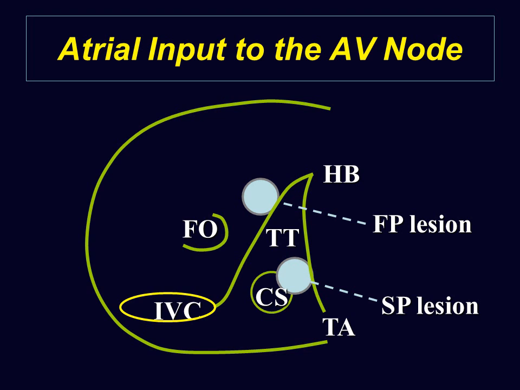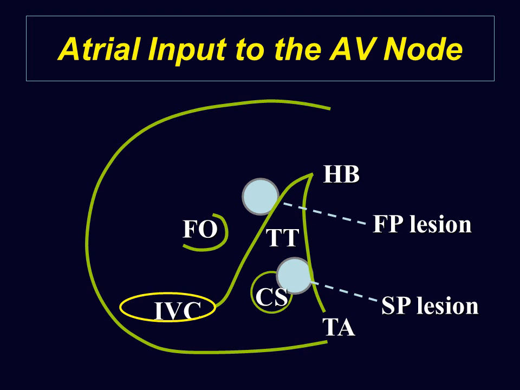The more you go towards the roof of the CS, there's a small chance you can hit the AV node. It is better to go towards the floor of the CS, because a compact AV node is somewhere here, and his bundle is located here. Now, the compact AV node can extend all the way up to the roof of the CS.